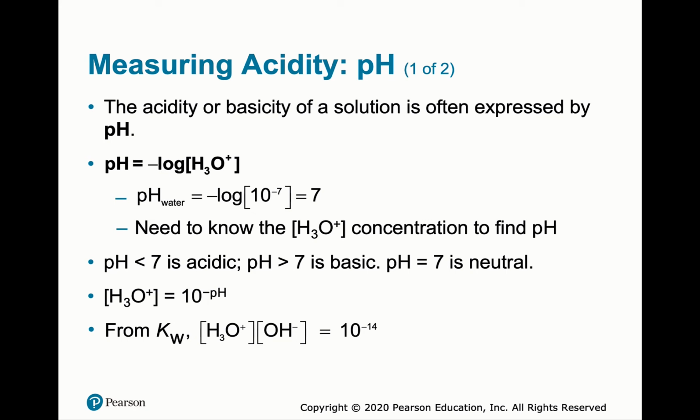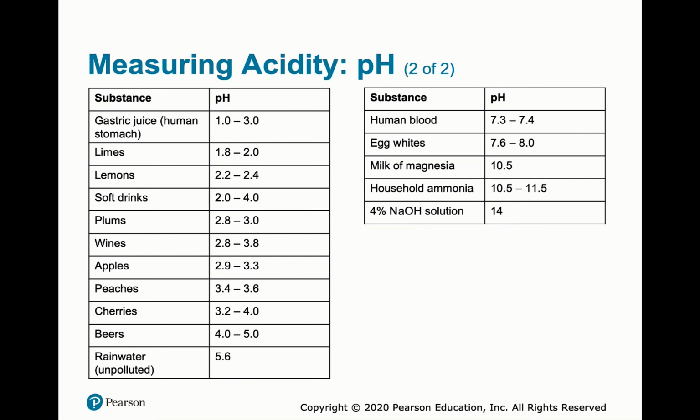Kw still holds at 25 degrees Celsius. So here are some common pHs of things. You can see most foods, most consumables, tend to be acidic in nature. Rainwater, you'd be surprised, is not a pH of 7 because of carbon dioxide. At atmospheric pressure, the 400 or so parts per million of carbon dioxide in the atmosphere saturates the water coming down, and it has a slightly acidic pH.